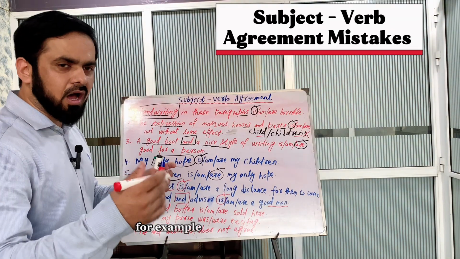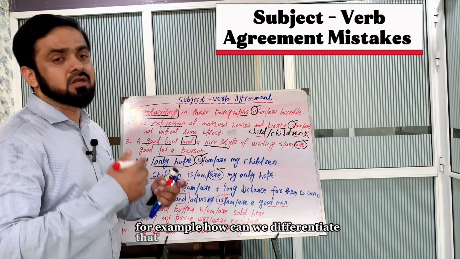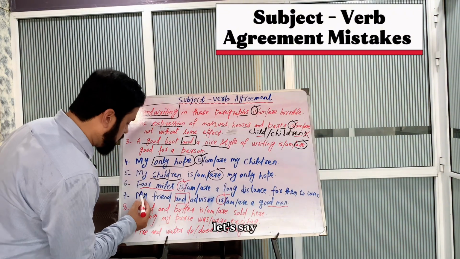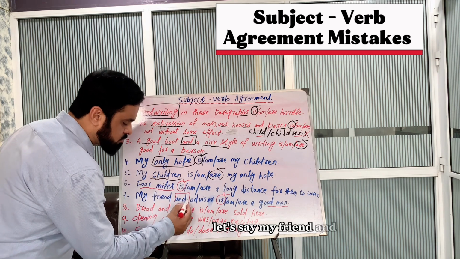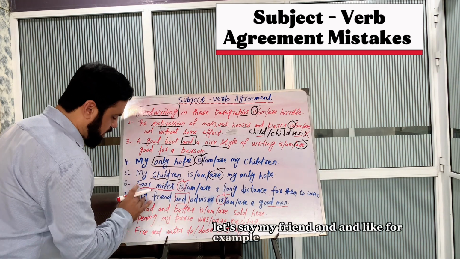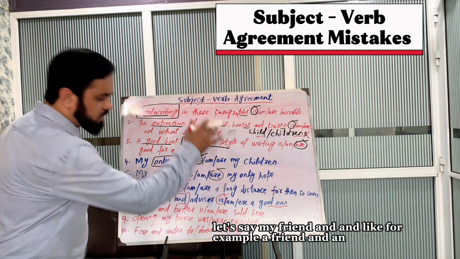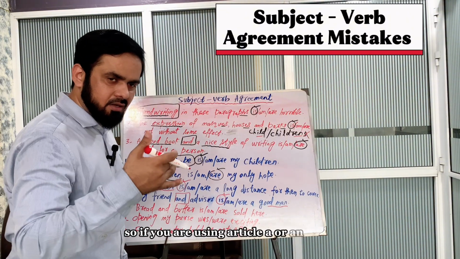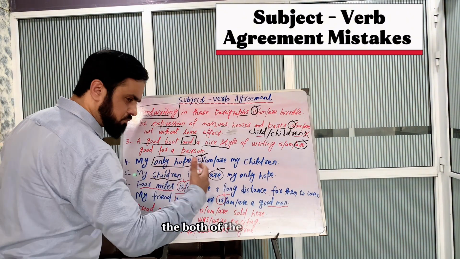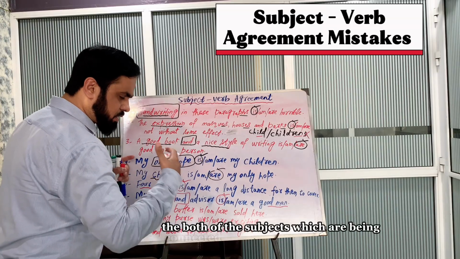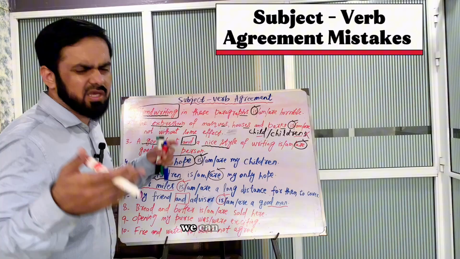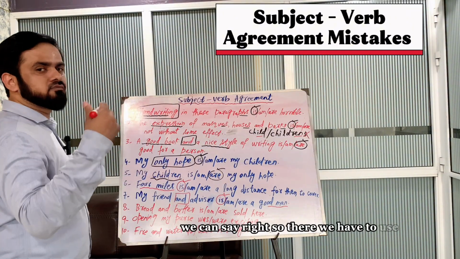For example, how can we differentiate whether it's representing the same idea or not? Let's say, for example, a friend and an advisor. So if you are using article a or an before both of the subjects which are being connected by and, then they represent different ideas, we can say, right? So there we have to use the plural verb.